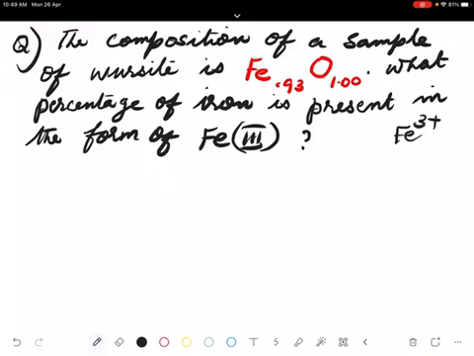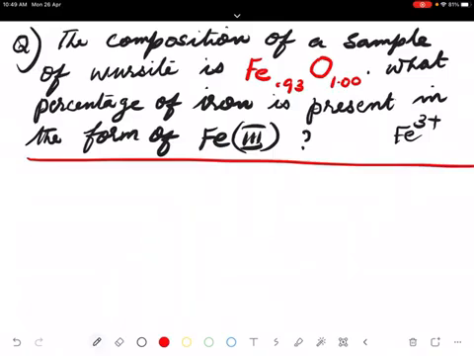So looking at the formula, we can come to know that iron is deficient. So there are Fe2+ and Fe3+ ions. From this formula FeO, O is 2 minus, so Fe is plus 2. Now what percentage of iron is present in the form of Fe3+? That means in this FeO, some of the Fe2+ are replaced by Fe3+. Electrical neutrality is maintained.